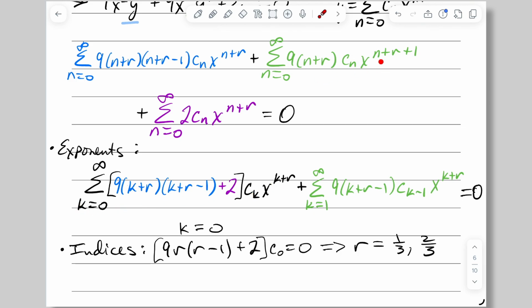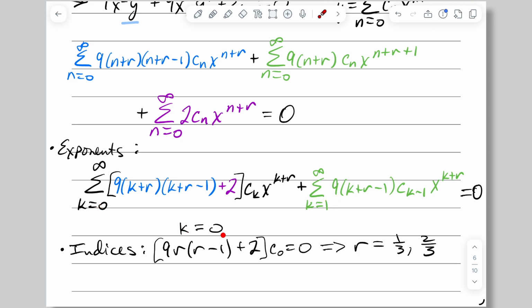For the second sigma, we're taking that exponent n plus r plus 1, we're going to write it as k plus r, and so the cosmetic change is that we are subtracting 1 everywhere we had an n, and then we offset that by increasing the index by 1. And then to make the indices match, we have k equals 0, k equals 1.